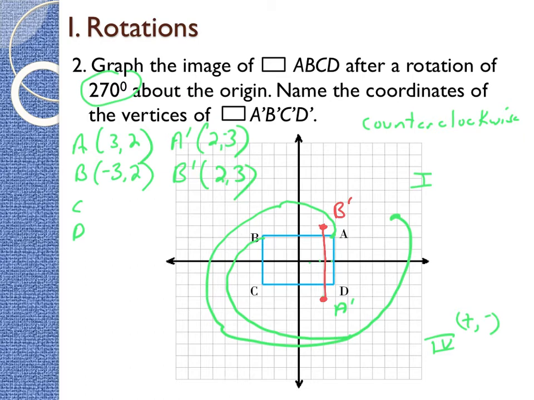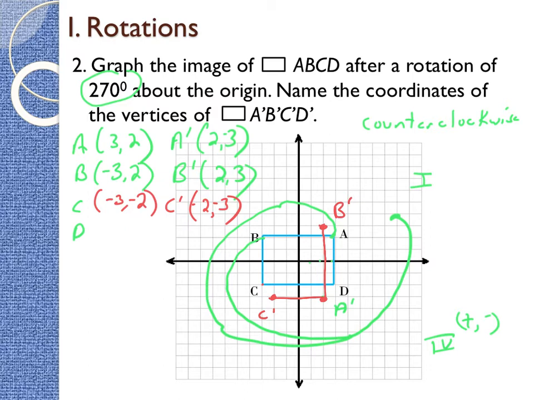Okay, we're going to go to C. Now C is in the third quadrant. So it's negative 3, negative 2. C prime we're going to reverse. And they're both going to the third quadrant. So that's negative 2, negative 3. So there's my C prime.